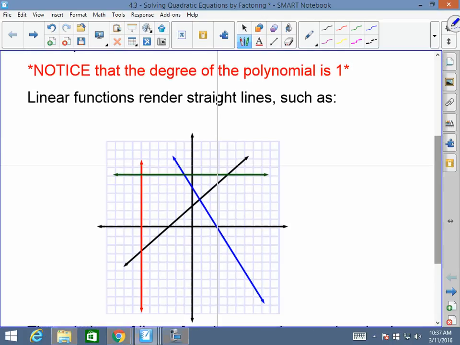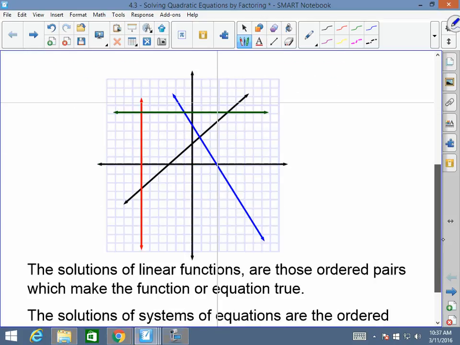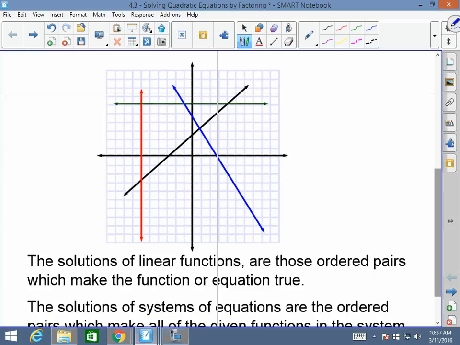equations, functions, linear functions, they all render a straight line. And this particular red line here, this is a 1, 2, 3, 4, 5, 6. That's an x equals negative 6. It has one x-intercept. Remember, it's linear. X has a power of 1. That tells you how many zeros or x-intercepts you're going to have, or solutions.